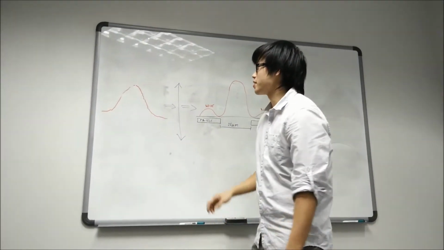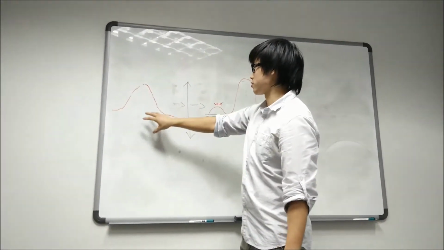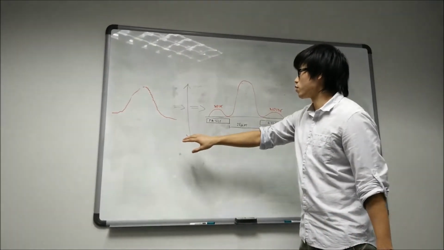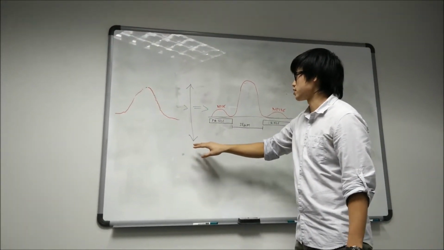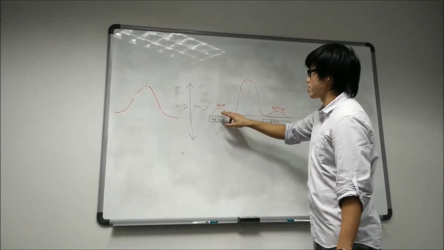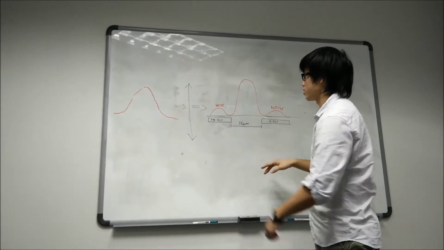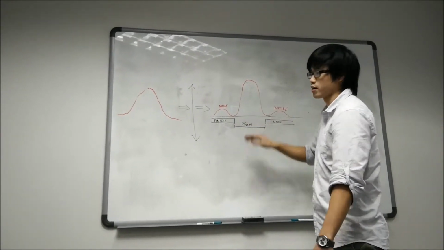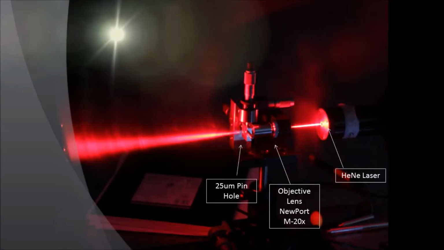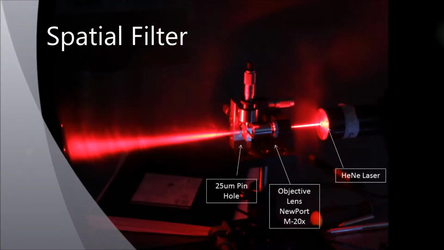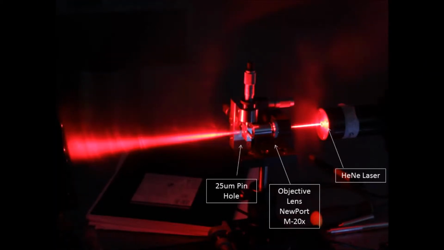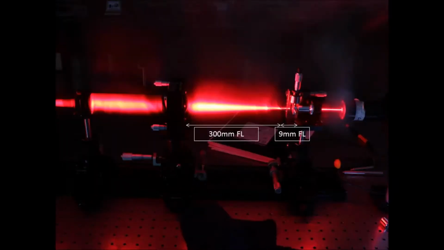We use the pinhole in the spatial filter to clean the incoming Gaussian beam. It's very dirty here. When we pass it through the objective lens, it takes the Fourier transform, pushing all the noise to the annulus, and then the pinhole will block out all the noise here, allowing just the clean Gaussian beam to pass through. This image shows the HeNe laser passing through the spatial filter, which consists of a 9 millimeter focal length objective lens and a 25 micron pinhole, which will clean the incoming Gaussian beam. And here we have just a side view of the capillarian beam expander itself.